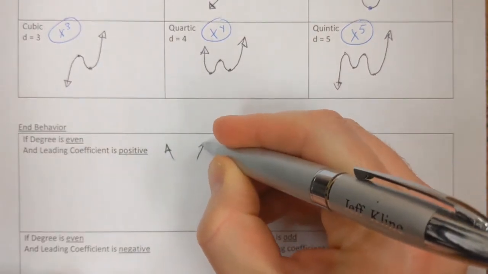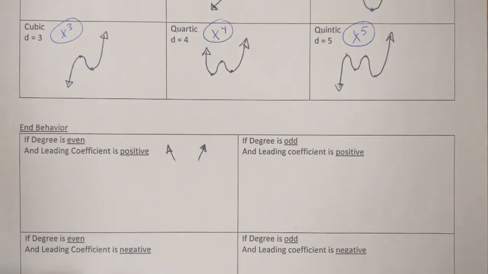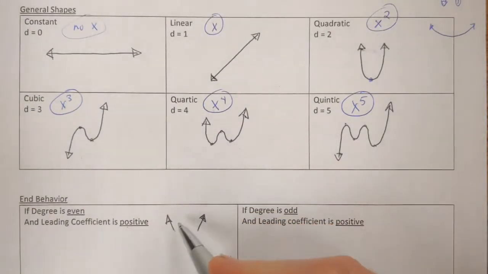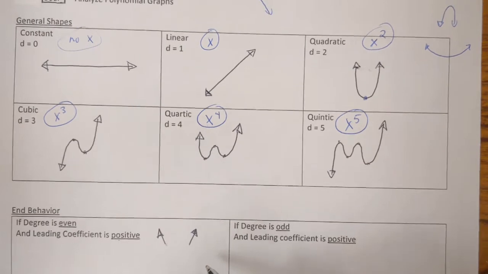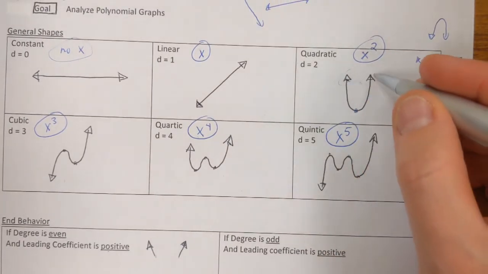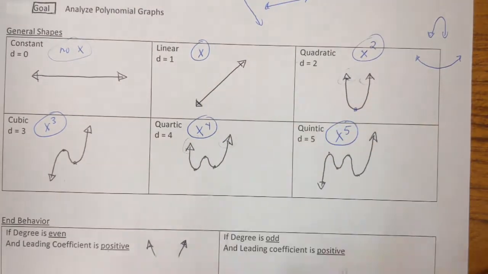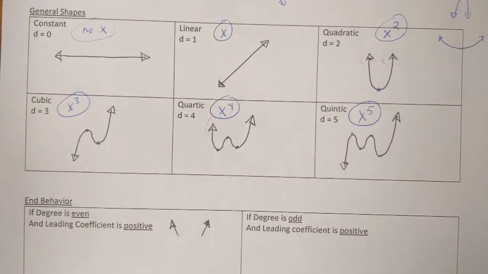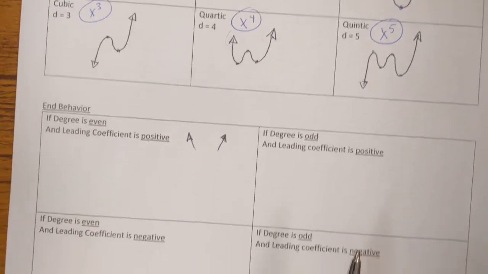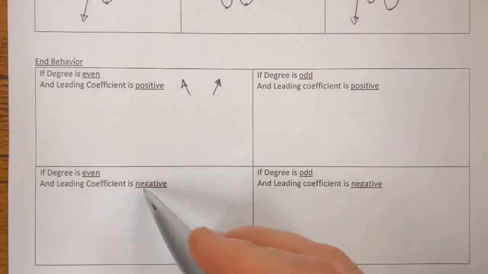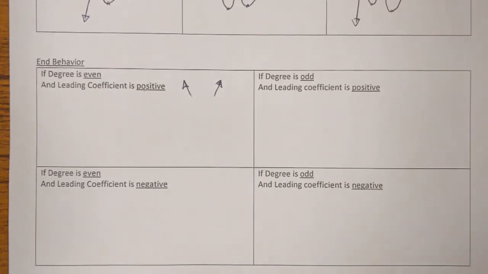Both arrows are going to go up. Okay? And the rest of the graph, you don't know exactly what's going to happen in between the two arrows, but here, if the degree is even and the leading coefficient is positive, both arrows are going to go up. Now compare that to if the degree is even, but the leading coefficient happens to be negative.